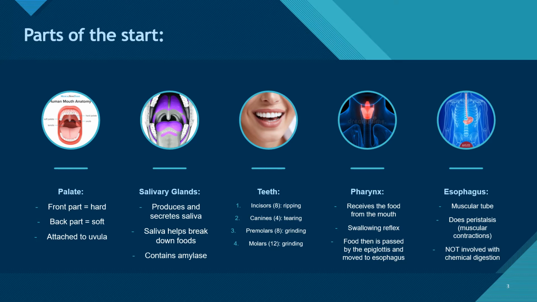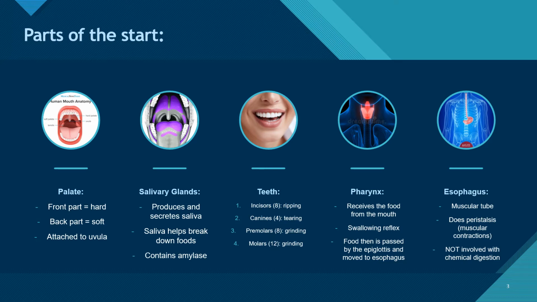Then, just like in the respiratory system, we have the pharynx, which receives food from the mouth and helps with our swallowing reflex. It's also connected to the epiglottis, which helps prevent food from going down the wrong tube. We don't want food to go down our trachea or windpipe. We want it to go down our esophagus.